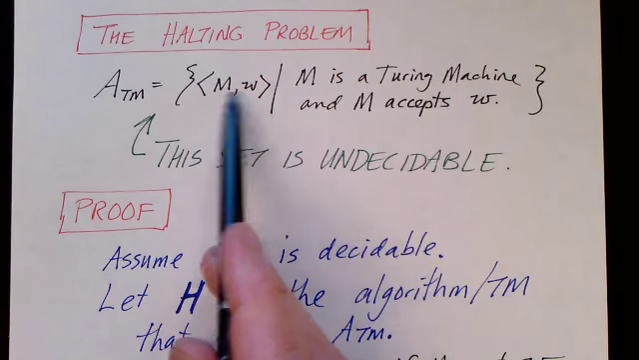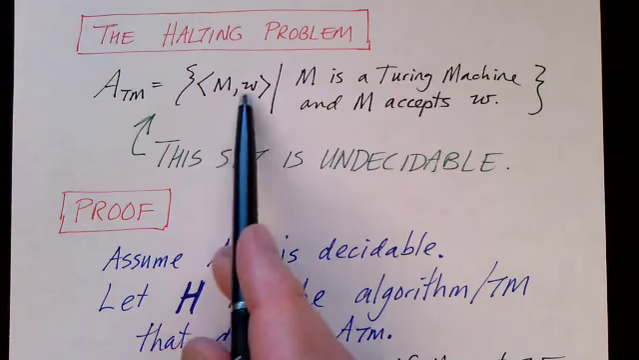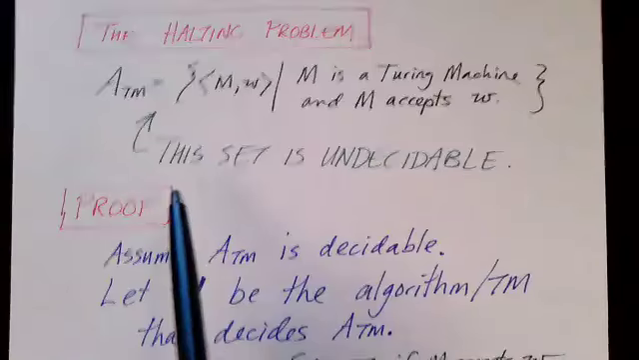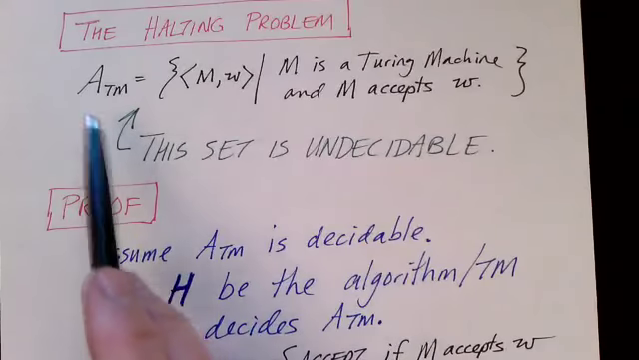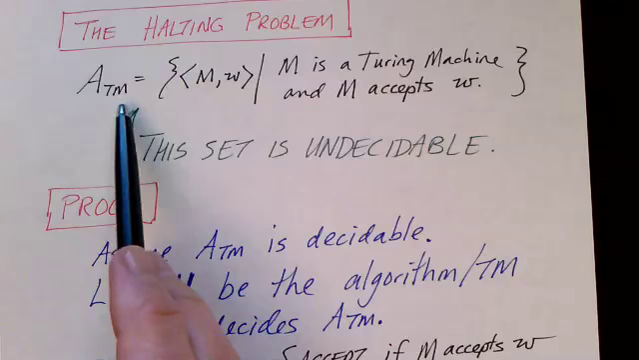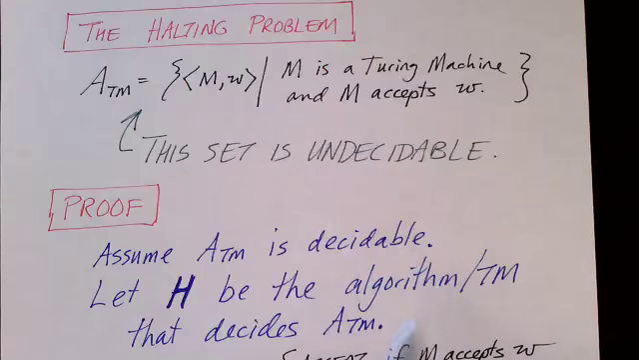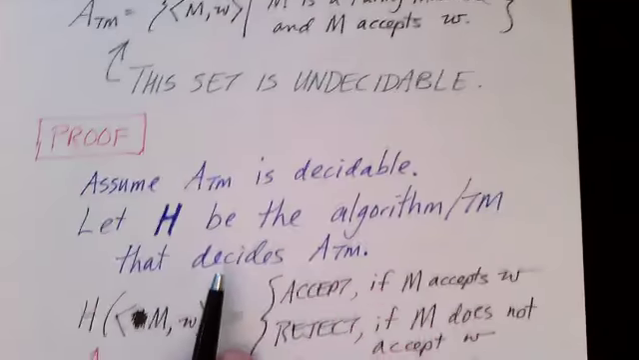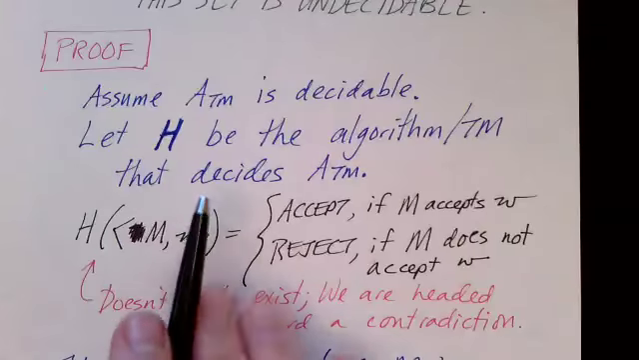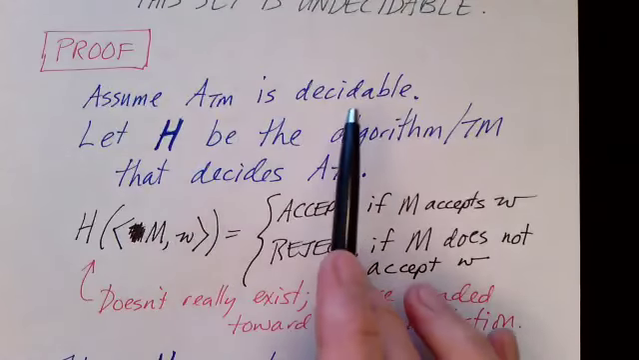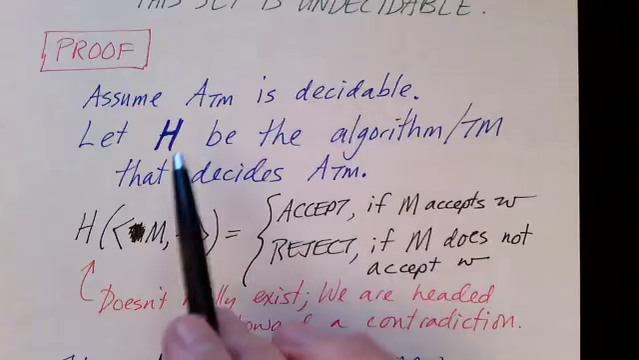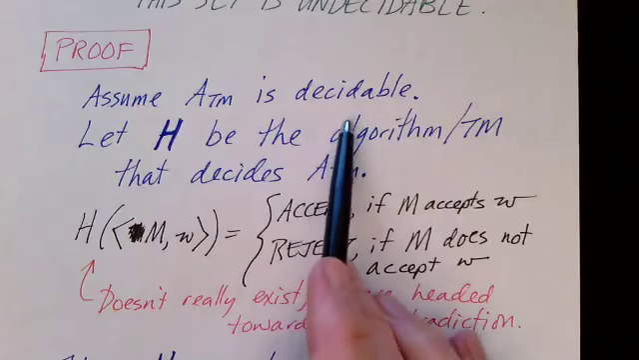Simulating M on W might just be a bad idea. So we need a real proof, a valid proof, that the set ATM, the acceptance problem, or the halting problem as it's called, is undecidable. And our proof is going to work like this. We're going to assume that this set is decidable, and then we're going to reach a contradiction.